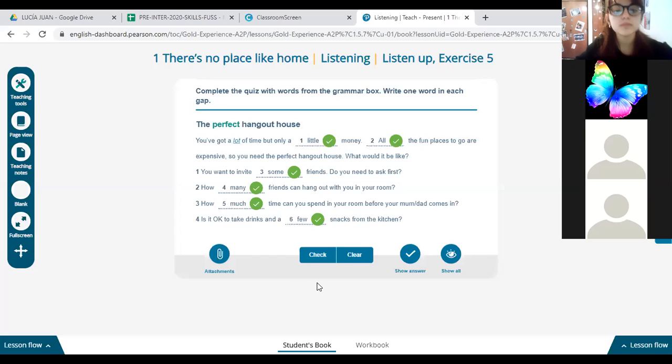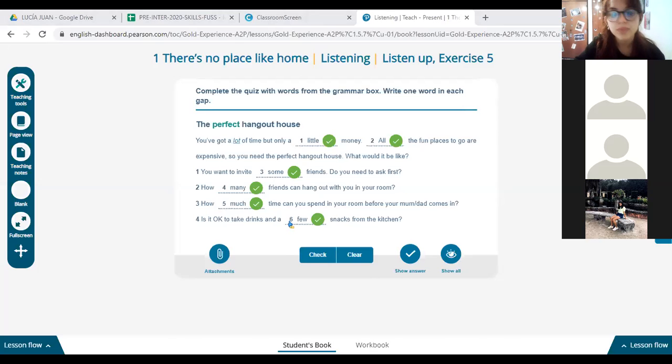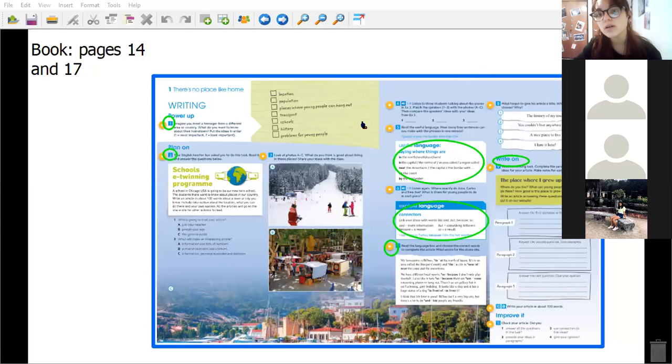Ready? Good. Now we'll go back to the presentation. Okay, if you have any questions, please tell me. My screen is freezing. Oh God. Okay. Here we go again.